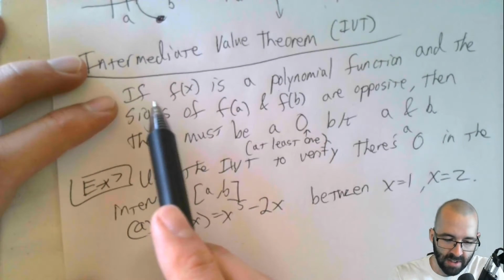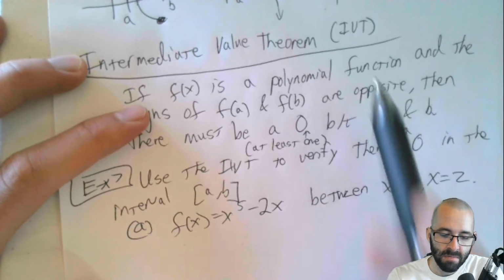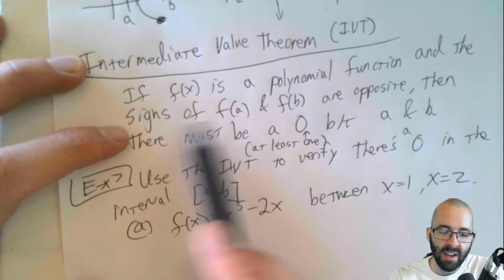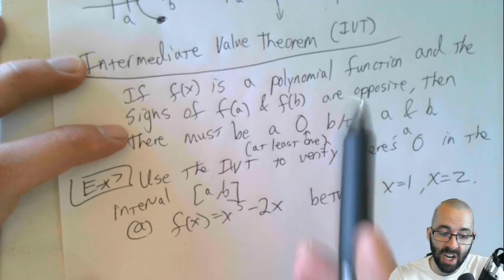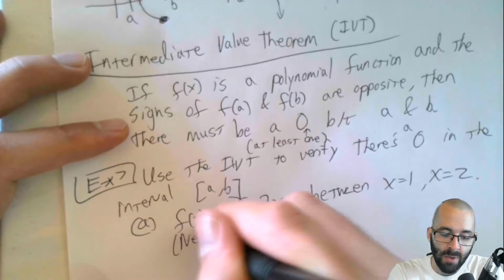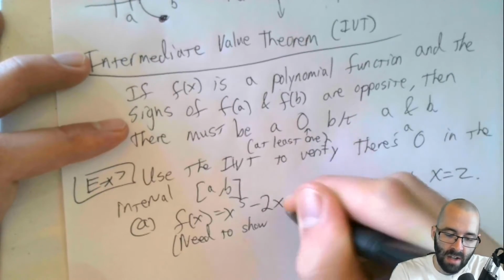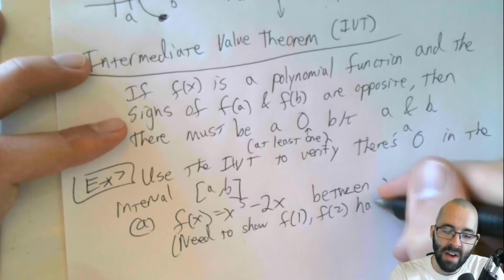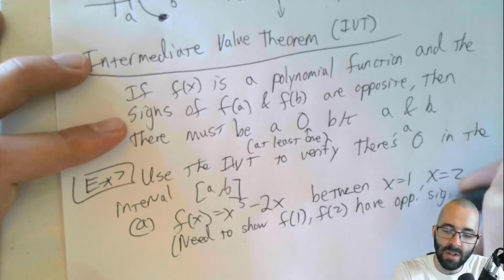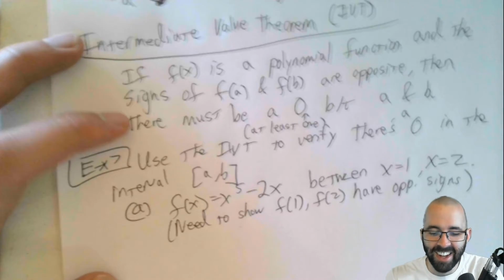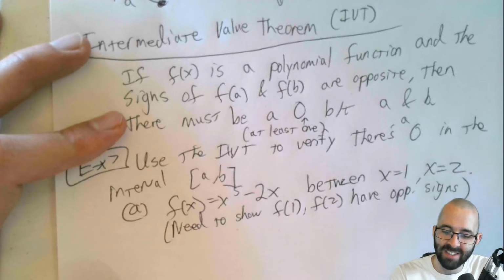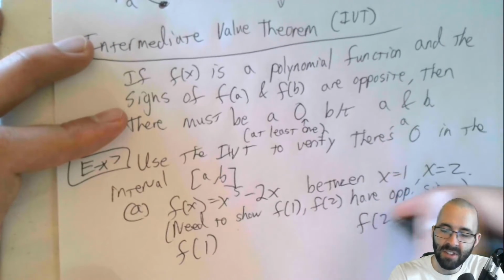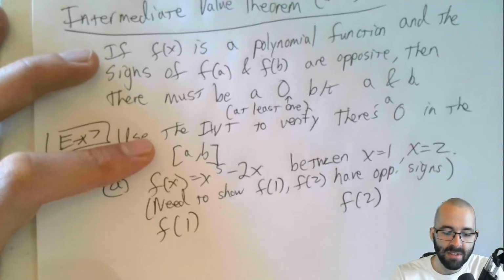So how do we use the theorem? Let's see. If f of x is a polynomial function, now we've got a polynomial function right here, degree 5. And the signs of f of a and f of b are opposite. We need to check this. We need to show f of a, which is 1, and f of b, which is 2, have opposite signs. If we can do this, then we win, then we can use the theorem to conclude there has to be at least a zero between these two things. Let's find f of 1. And let's find f of 2 and show that they have opposite signs.